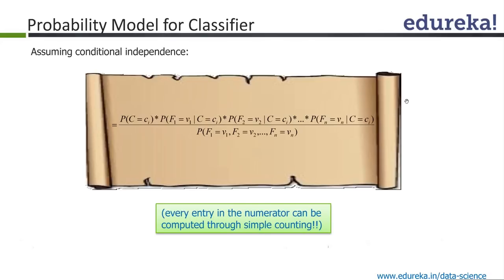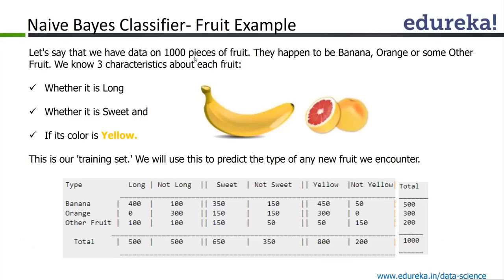So let's go to another example, which is again a toy example. It's not any real world example, but it helps you understand. And we can go over it quickly since we already understood what this is. So here the problem is you have 1,000 pieces of fruit, and they belong to the categories of banana, orange, and some other fruit. The three characteristics that you record for each fruit are its length, its taste, and its color. So whether it's long or not long, whether it's sweet or not sweet, whether it's yellow or not yellow. And you have a bunch of data that you observe from these 1,000 pieces, and you construct a table like this.